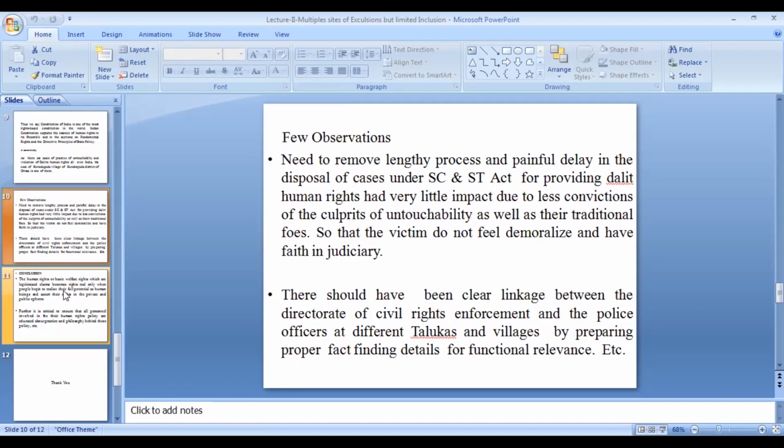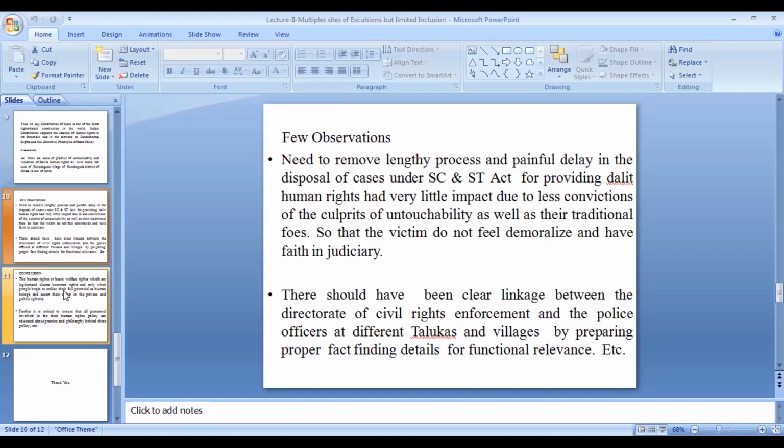There is a need to remove lengthy processes and painful delay in the disposal of cases coming under this specific act for providing Dalits human rights, or otherwise it will have very little impact due to the low conviction rate of the culprits of untouchability or traditional force. So the victims have to regain and feel that they are not demoralized and they should have faith in the judiciary.